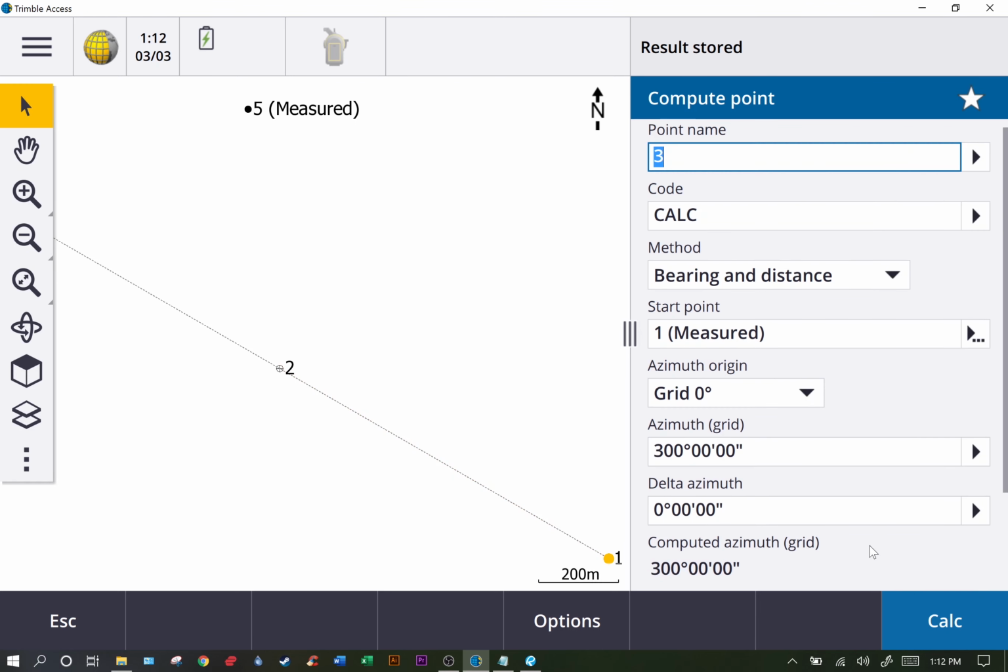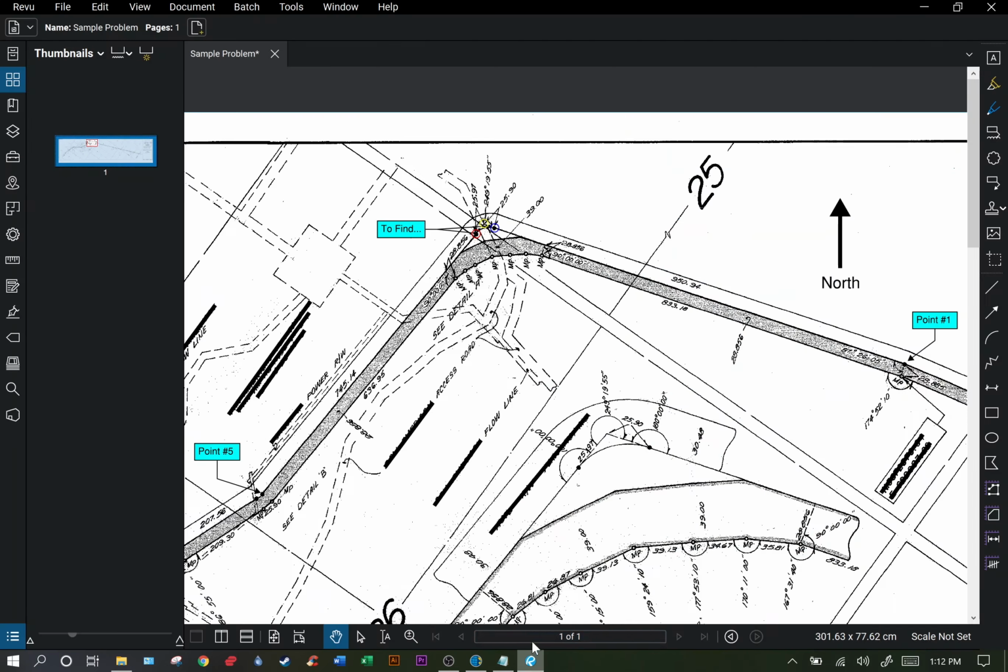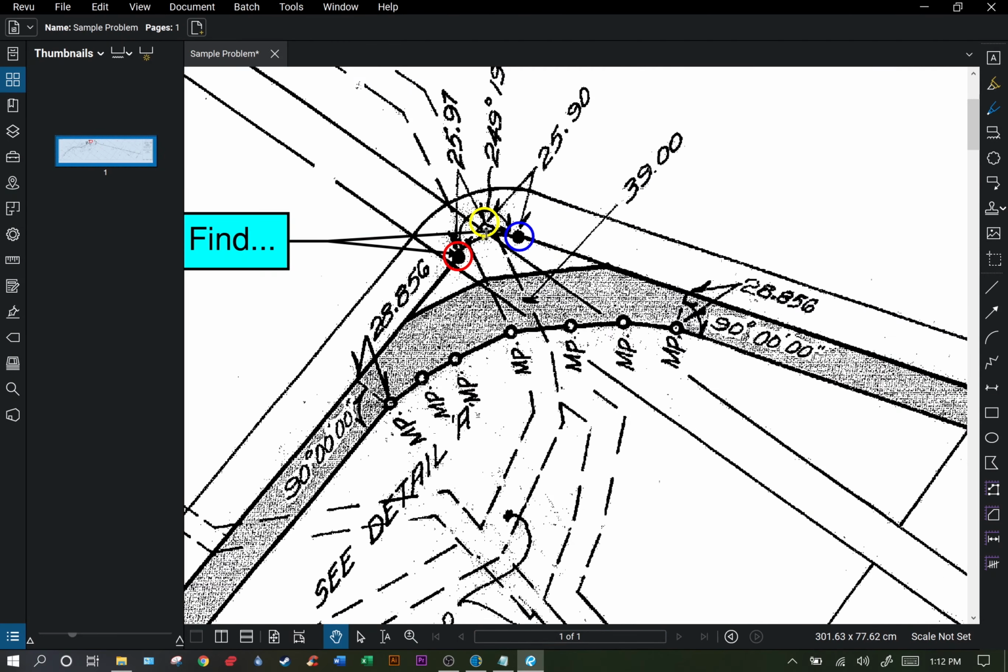Store as grid. Done. So the next point is point number 3. And going back to the plan here, point number 3 is going to be the yellow circle, by the way. I know that point number 3 is the intersection point between these two baselines: the baseline connecting points 4 and 5, and the baseline connecting points 1 and 2, or 2 and 1 here.